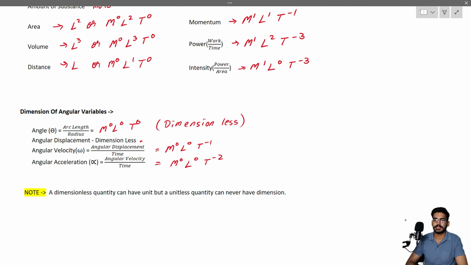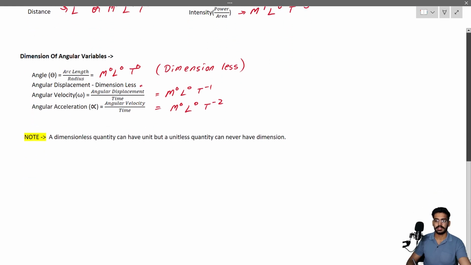But if something is unitless, then there is no dimension. If I write just 4 and didn't write any unit, then the dimension is also nothing. So a dimensionless quantity can have a unit, but a unitless quantity cannot have a dimension. Okay, this is my point.